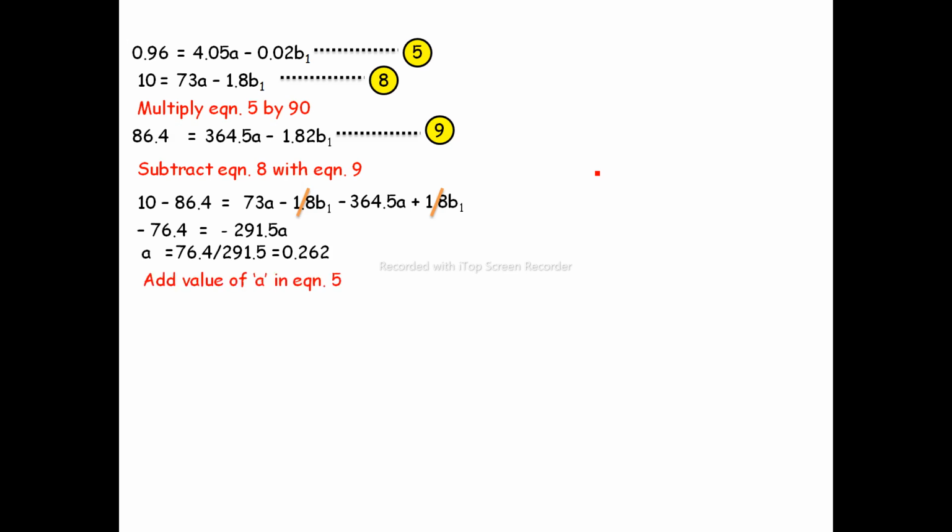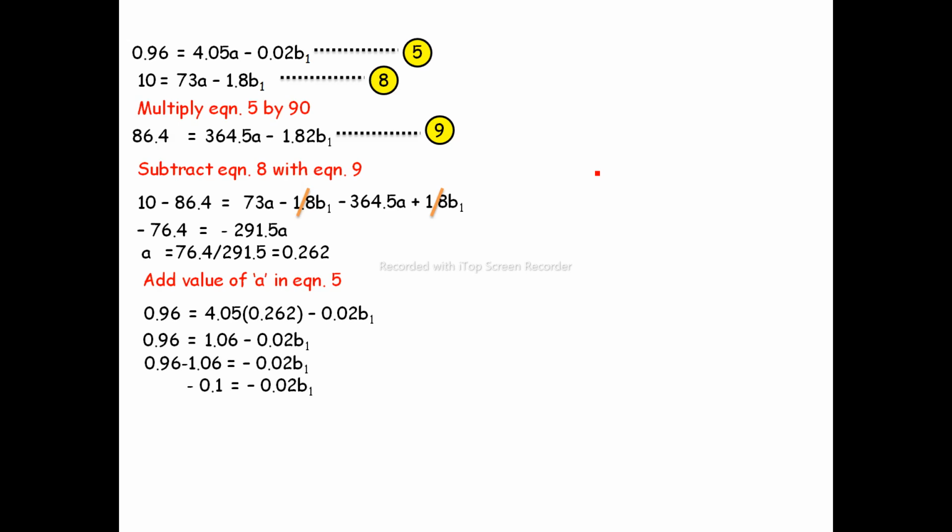Now you need to put the value of a in equation number 5. So this is equation number 5: 4.05a it was, and instead of a we have written the value of a, that is 0.262, minus 0.02b1. Just go on solving it. So we will get the value of b1 also, that is 5. So now we got the value of a and b1. Lastly remaining is the value of b2.